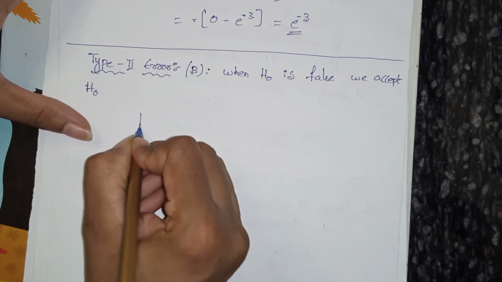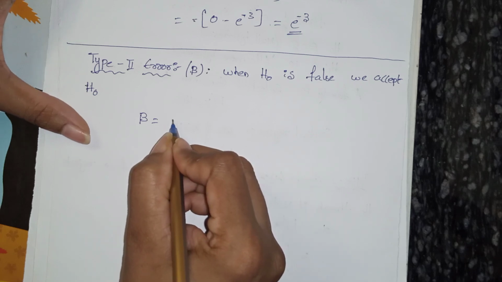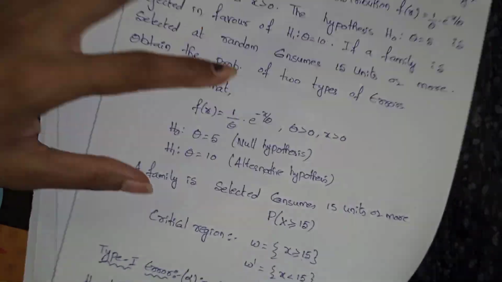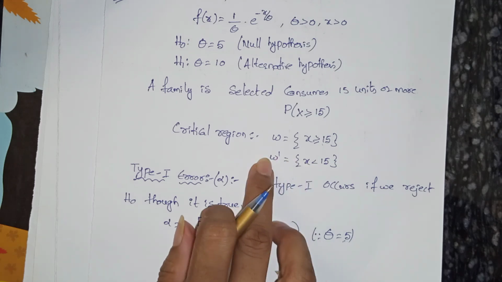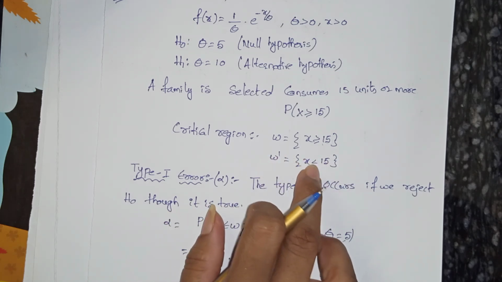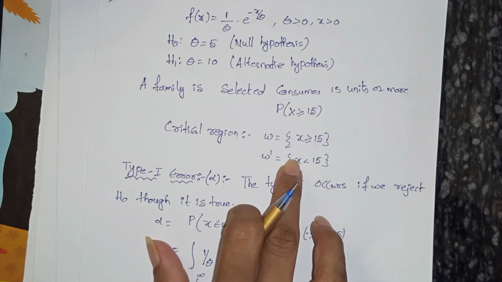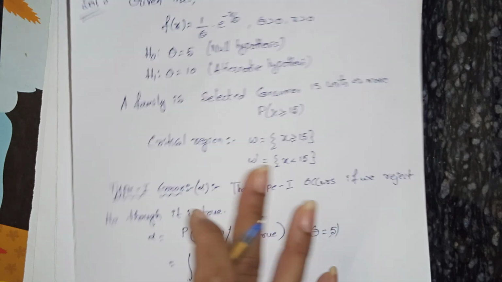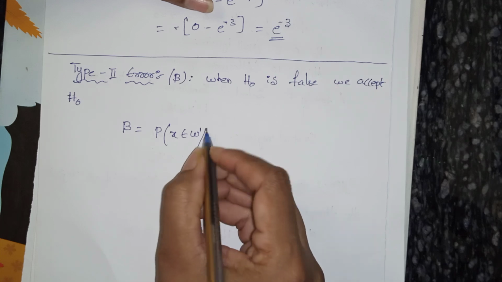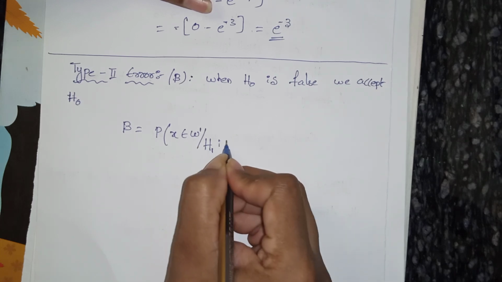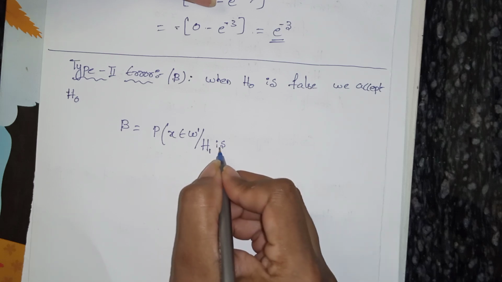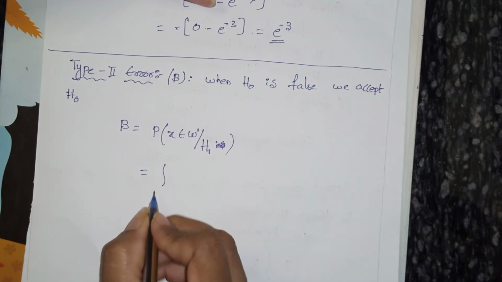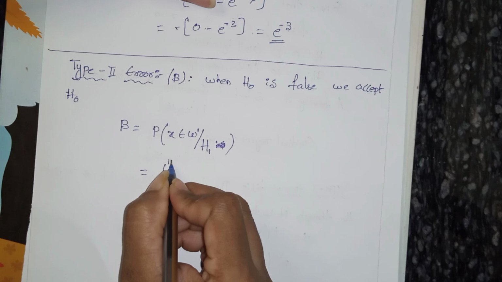That is nothing but beta equals probability of x belongs to omega dash. Now from the omega dash critical region we are taking one value, and what are the limits for x? The lower limit is 0 and the upper limit is 15. Till 15 only the x value should be, where H1 is what we are going to take here.